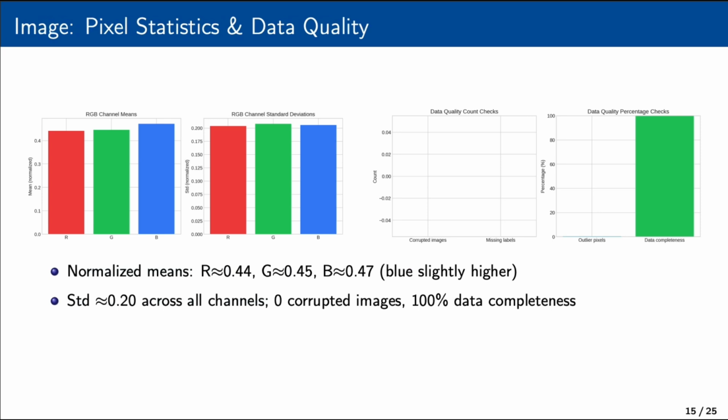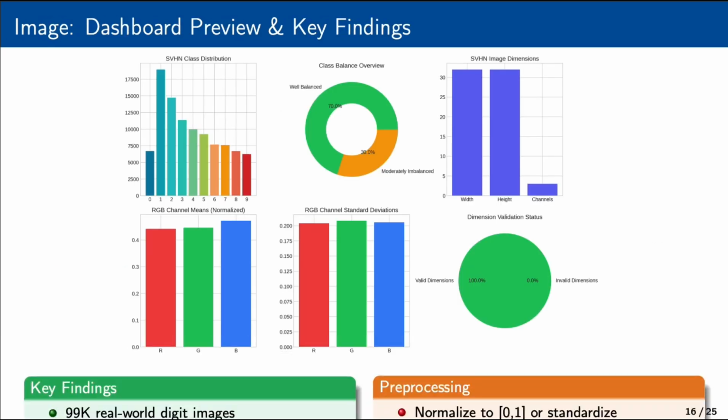Data quality check confirmed 0 corrupted images, 0 missing labels, and 100% dimension validity. All images are consistently 32 by 32 pixels. In summary, SVHN provides 99,000 real-world digit images at a consistent resolution, making it well suited for CNN-based training. The primary concern is the 3-times class imbalance between digits.